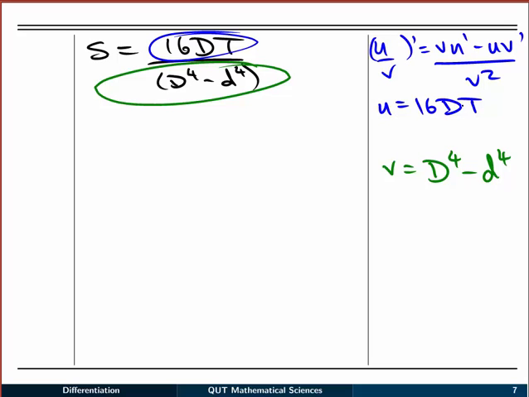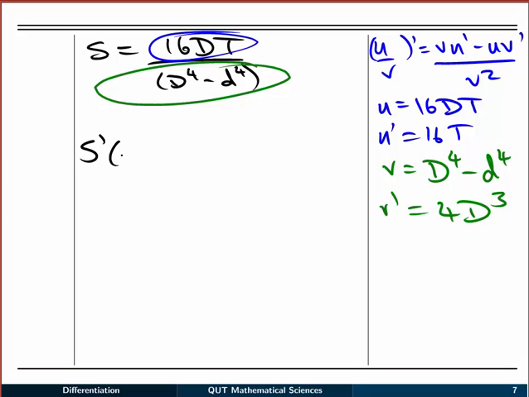I'm going to let u be 16 dT and v be D to the 4 minus little d to the 4. And remember, little d and big T are just constants, and we'll treat them that way when we're finding the derivatives. So u dash is going to be 16 dT, differentiating that we're just going to get 16T. v dash, we'll just get 4 capital D to the 3. So we've got everything we need to plug into the quotient rule.